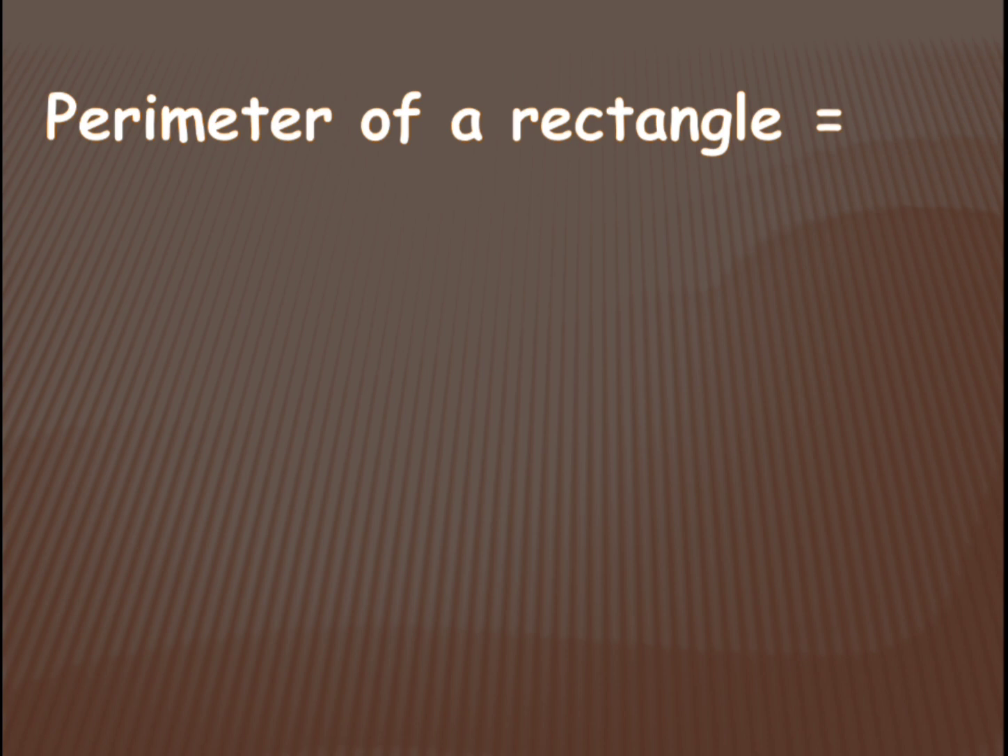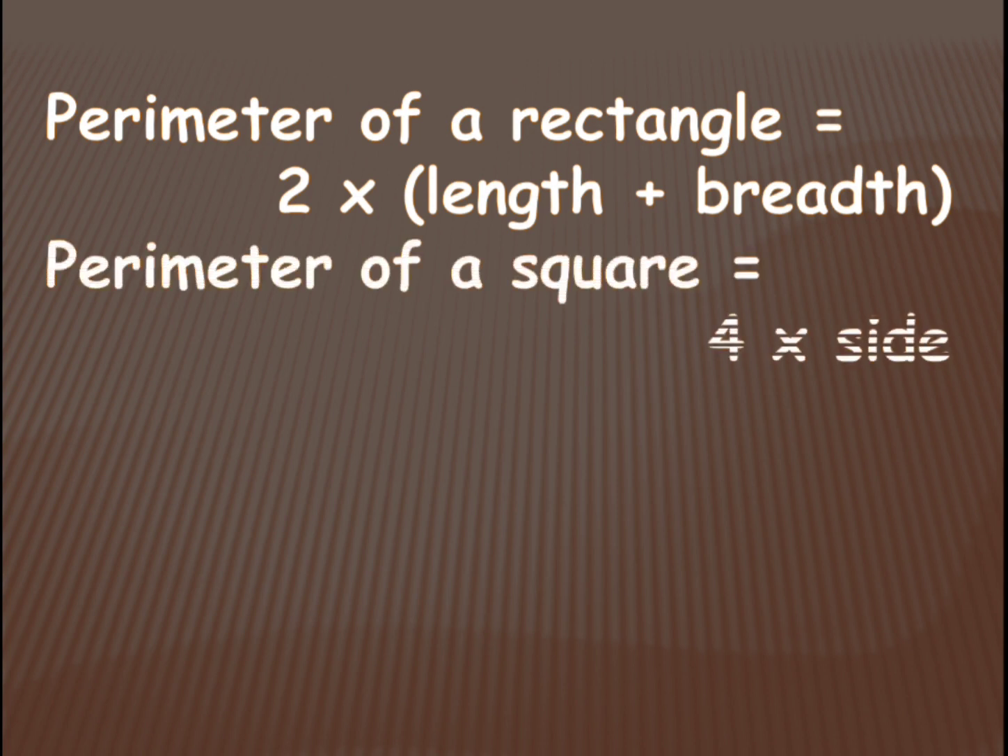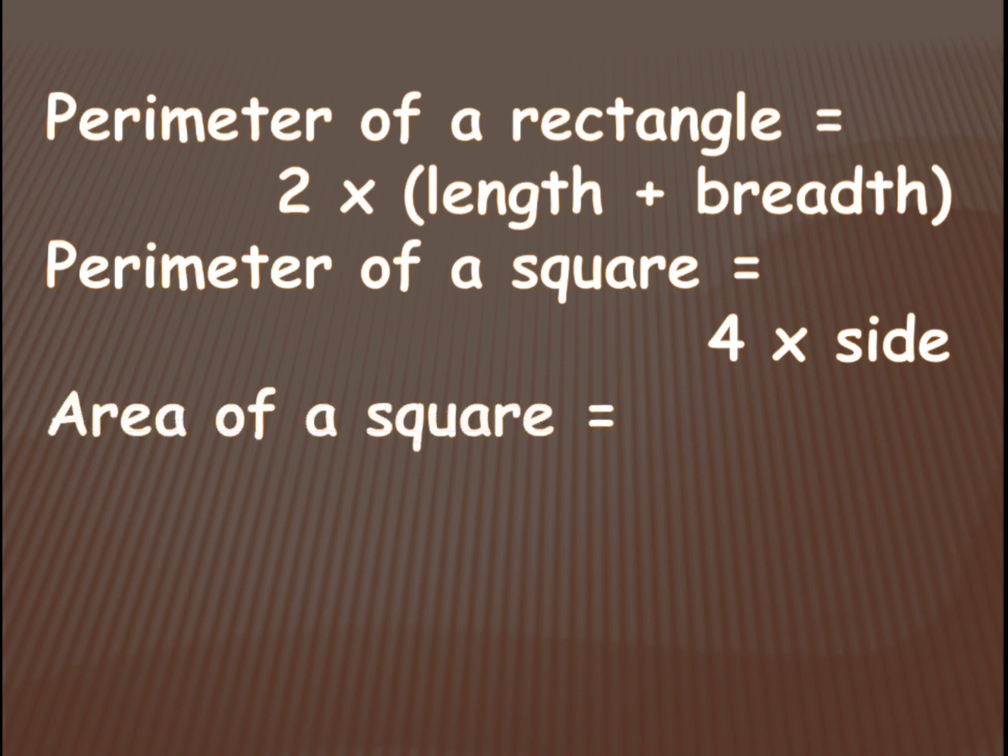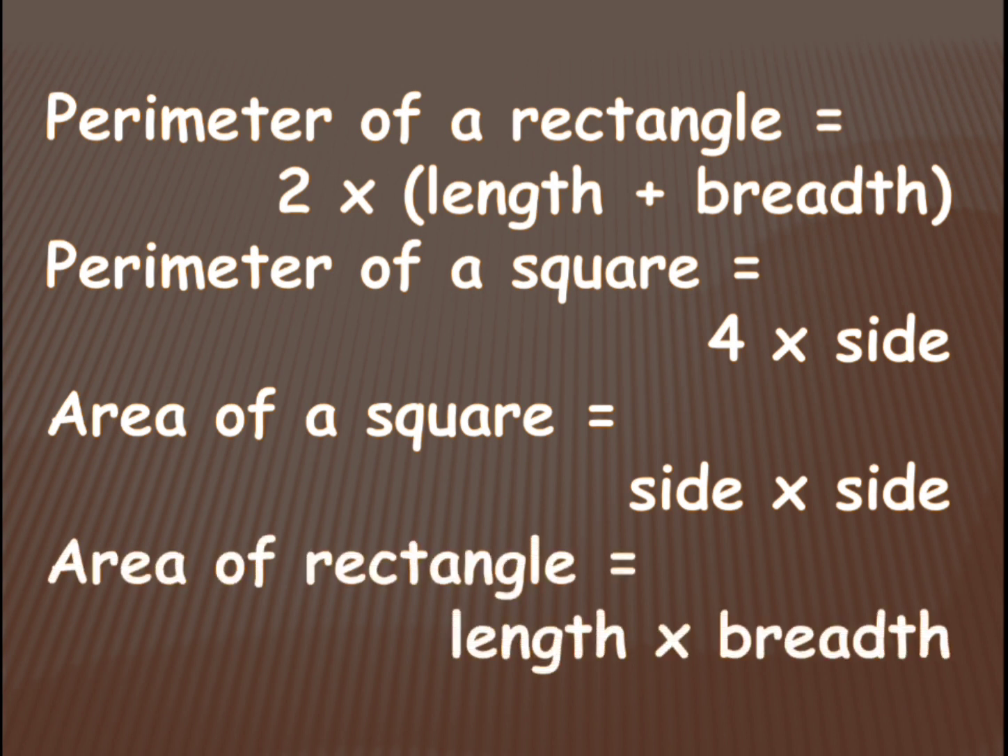So perimeter of a rectangle is 2 into length plus breadth. So here, children, length and breadth you can simply write as L plus B. 2 into L plus B. That is also correct. Now, next, the perimeter of a square, which is 4 into side or 4 into S. Next, area of a square is equal to side into side or S into S. S means side. S into S is also correct. Now coming to the last one, which is area of a rectangle, which is length into breadth. That is L into B.